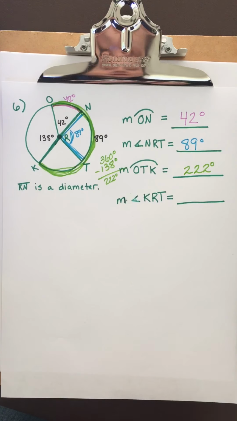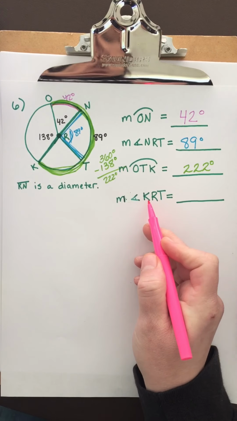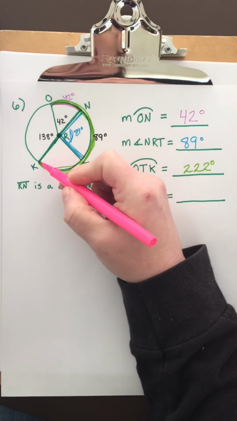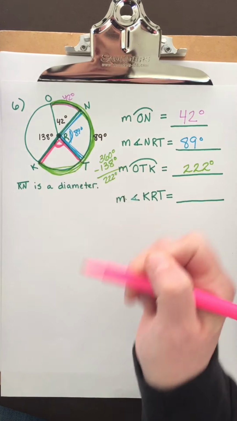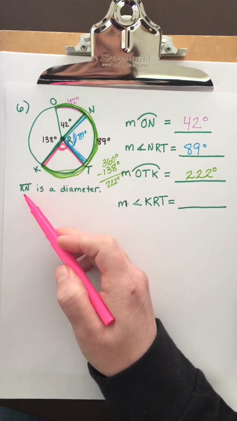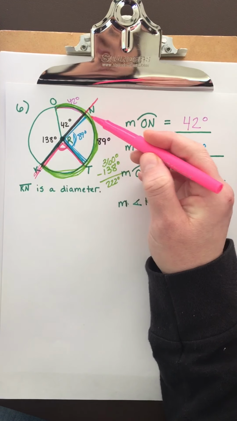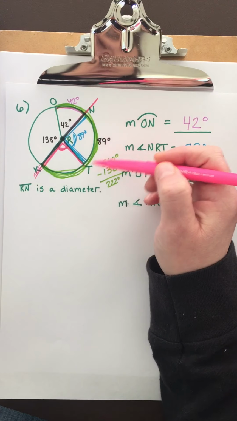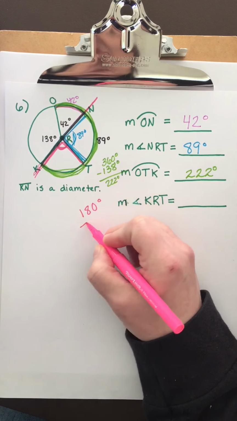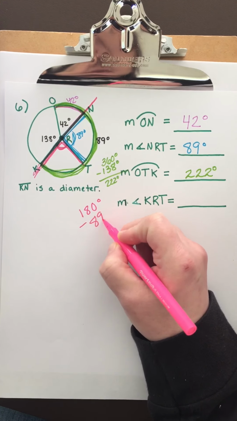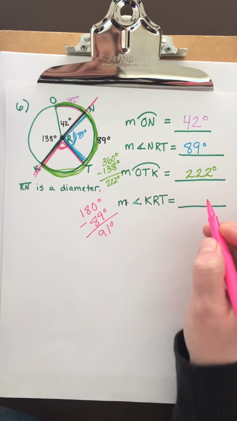All right, and then for the last part, it wants me to find the measure of angle KRT. So KRT is right here. So they want me to find the measure of this angle. Now it says that KN right here is a diameter. So I know that this is 180 degrees, the semicircle here. So all you really have to do is 180 degrees and then subtract 89 degrees. And that would give us 91 degrees.